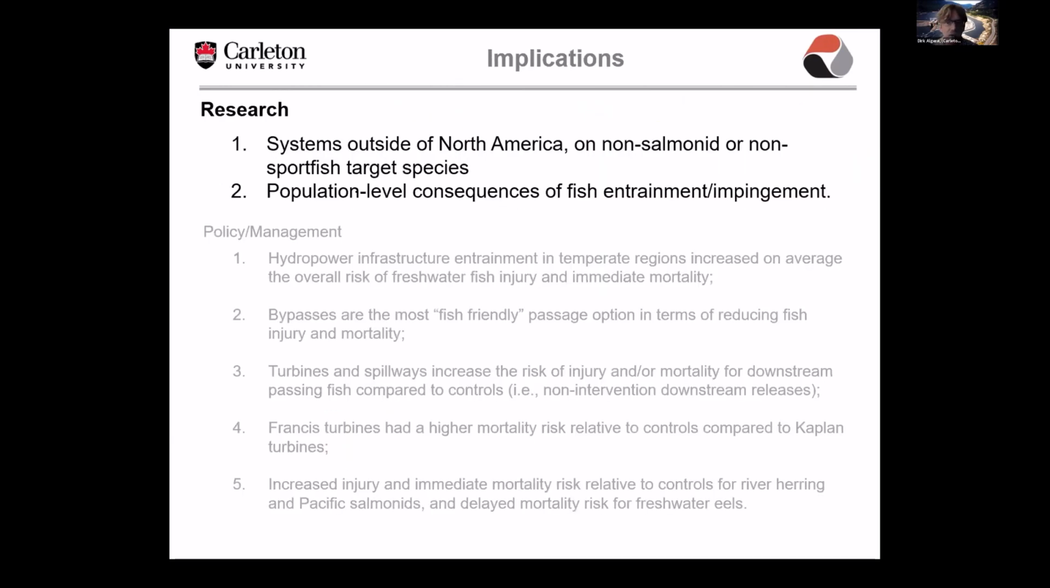And just to address some limitations of our evidence base, additional research is really needed on systems outside of North America, and in particular on non-salmonid or non-sport fish target species. The original intent was to look at population level consequences, but rarely was this actually done within singular studies. Very difficult, admittedly. And with that, I look forward to some questions in the question period.